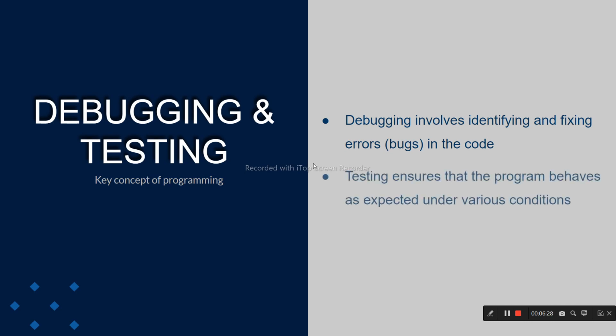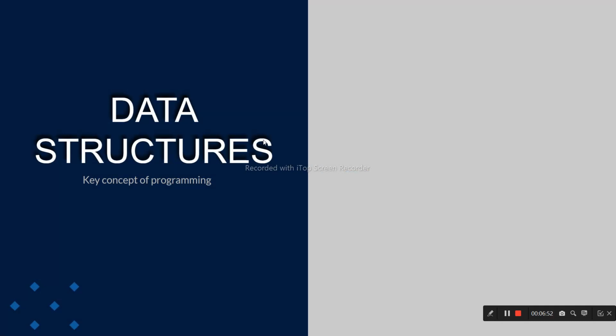And testing is also very important. After you've written and developed a piece of software, you want to make sure that it's working under various conditions and that it's not malfunctioning and doesn't have any malware. So that's what we call testing. Testing ensures that programs behave as expected under various conditions. All right, so that's also an aspect of programming that you should know of.